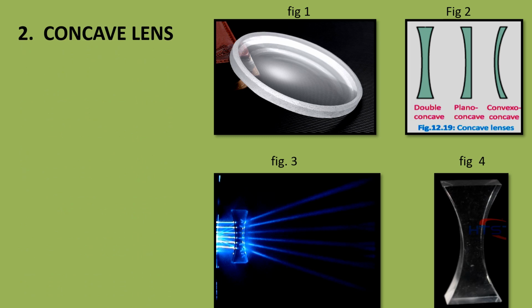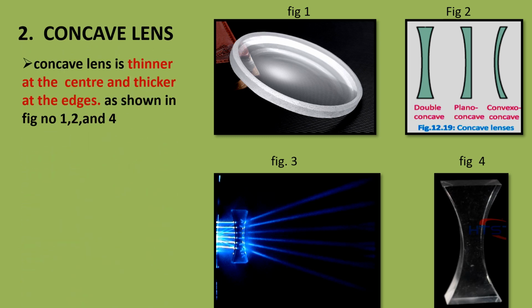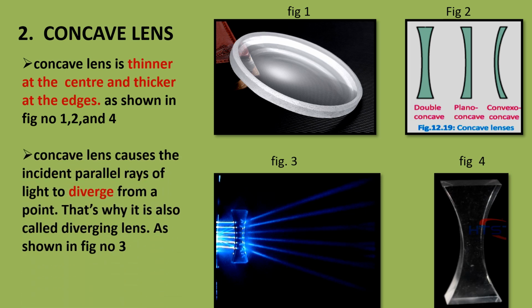Concave lens. This lens is thinner at the center and thicker at the edges as shown in figure 1, 2 and 4. This lens causes the incident parallel rays of light to diverge from a point. That is why it is also called a diverging lens as shown in figure number 3.